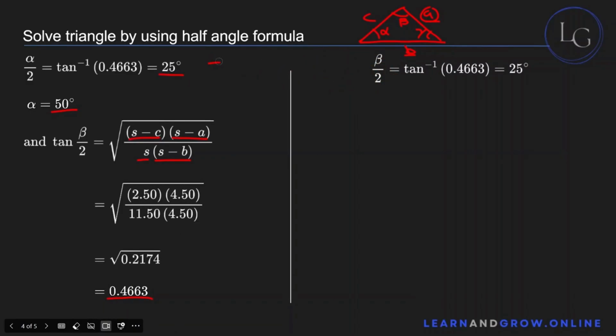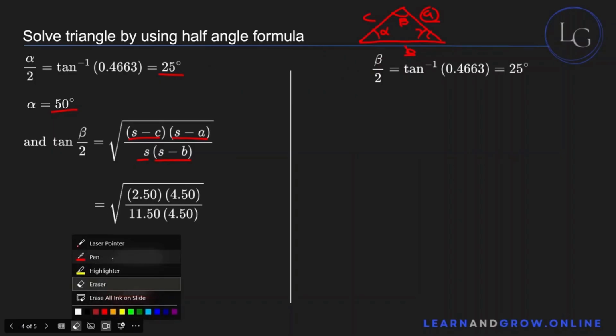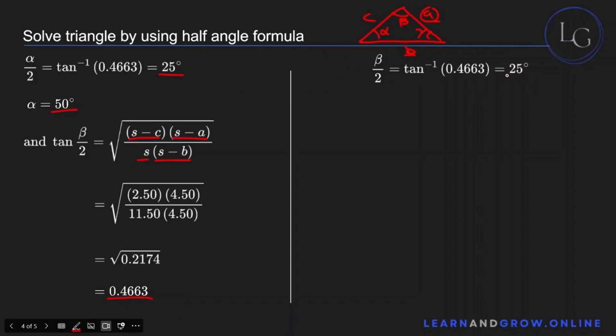In this case, again, beta by 2 is 25 degrees. And so beta is also 50 degrees, which again proves the point that this is indeed an isosceles triangle.